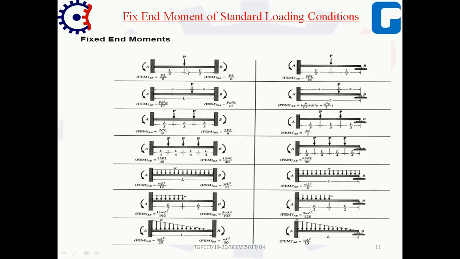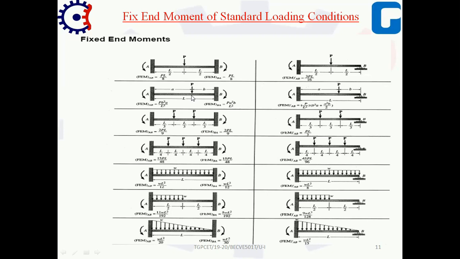So the very first is the central point load P. You can see the rotation on the supports A and B. A has anti-clockwise rotation and B has clockwise rotation, and the fixed moment at A is PL by 8. So rather than writing only PL by 8, looking at the rotation, we can write it as minus PL by 8. And then the fixed moment BA is plus PL by 8. Similarly, the various loading conditions are elaborated over here.